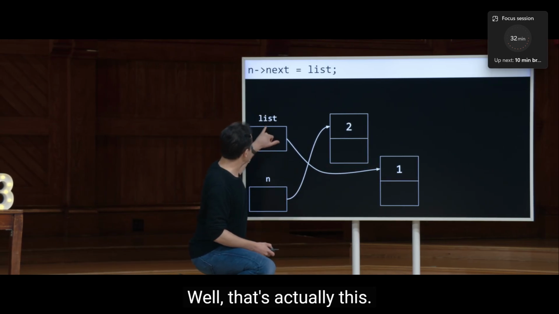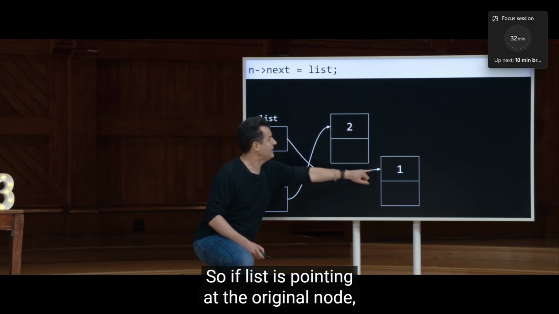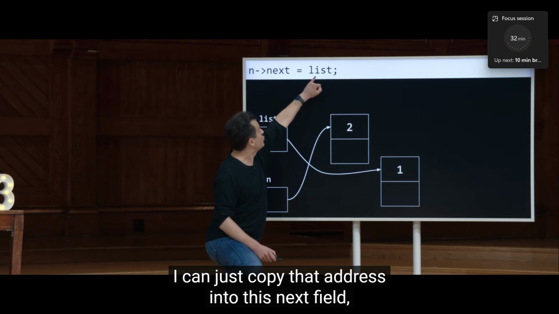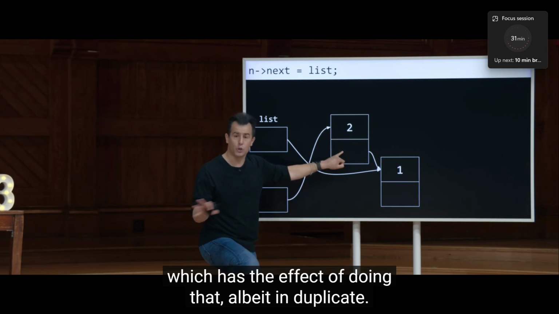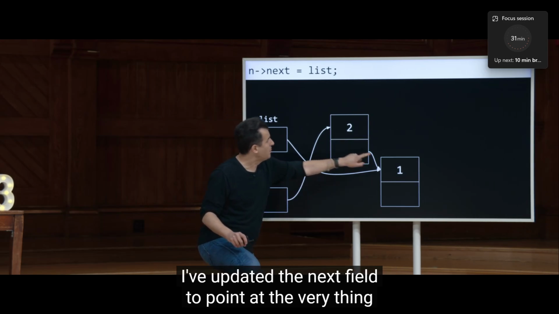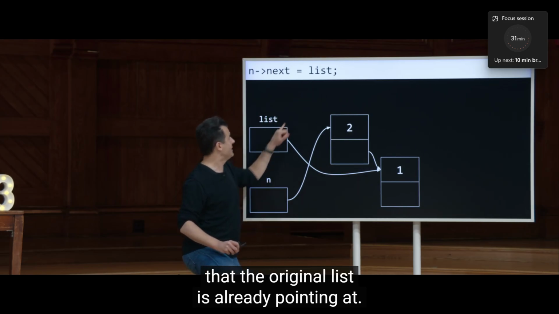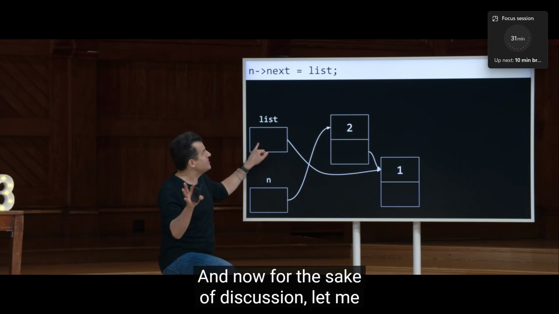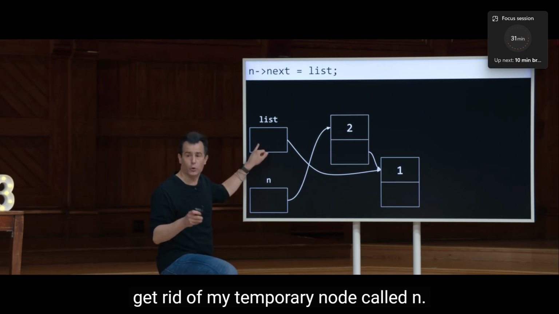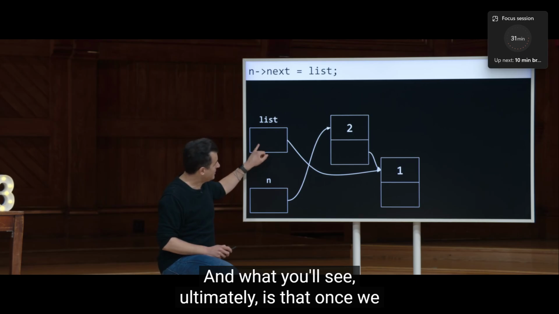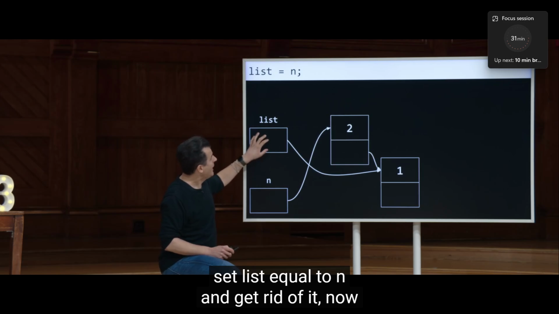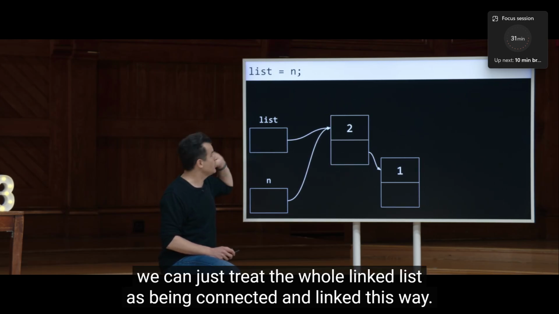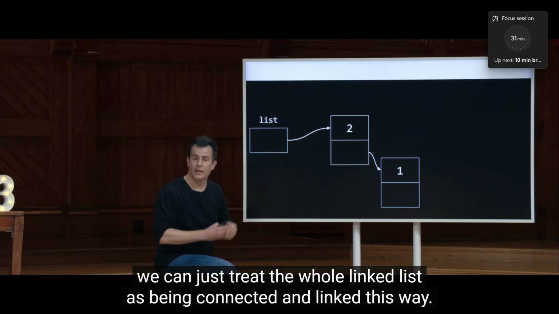How can I get that? Well, that's actually this. So if list is pointing at the original node, I can just copy that address into this next field, which has the effect of doing that, albeit in duplicate. I've updated the next field to point at the very thing that the original list is already pointing at. And now, for the sake of discussion, let me get rid of my temporary node called n. And what you'll see ultimately is that once we set list equal to n and get rid of it, now we can just treat the whole linked list as being connected and linked in this way.